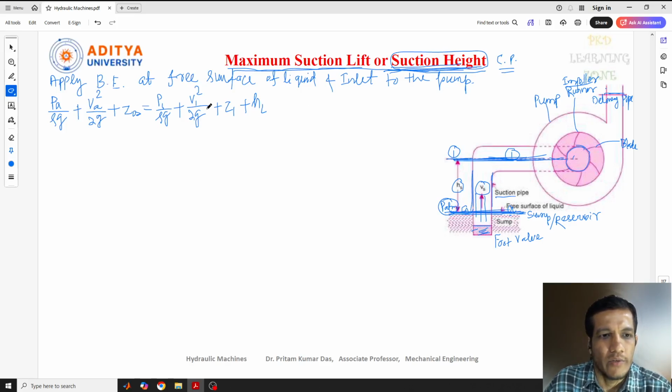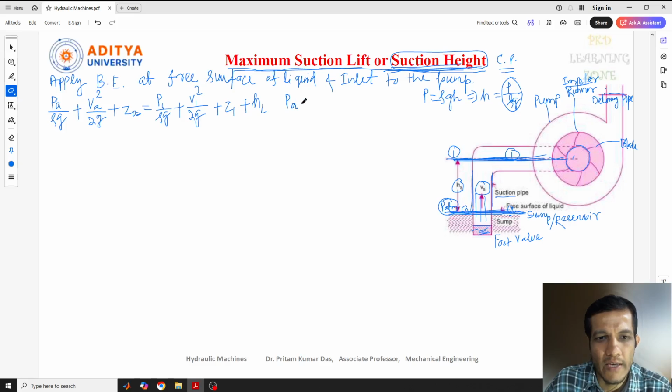Already we know that P equals rho g h, and to find out the head value we need P by rho g. That's why it is called pressure head. This is the velocity head, and this is the potential head. So from that equation we got this. Now here, what are the terms involved?